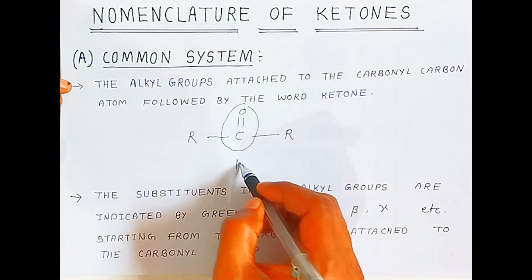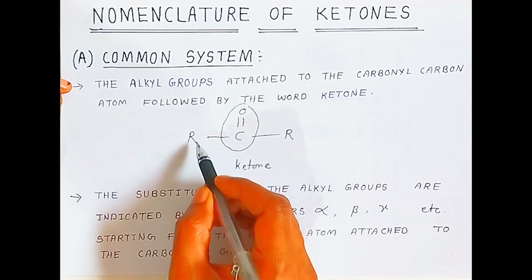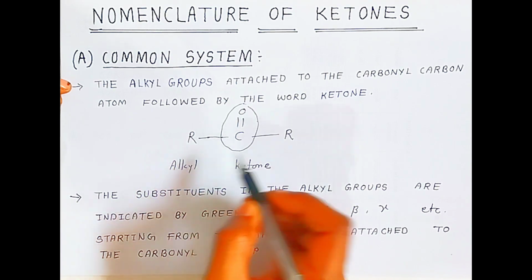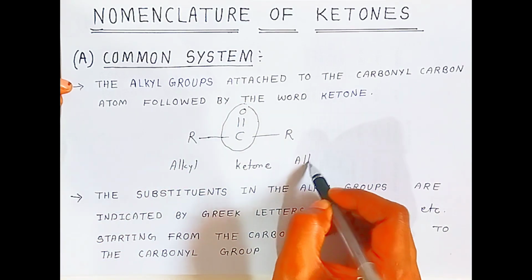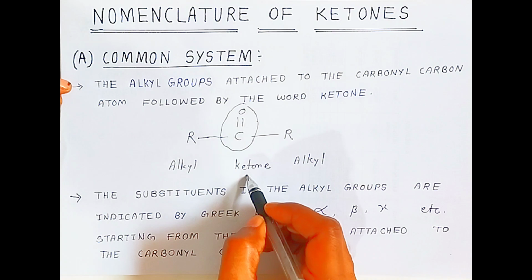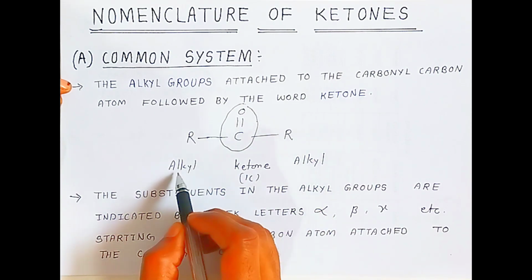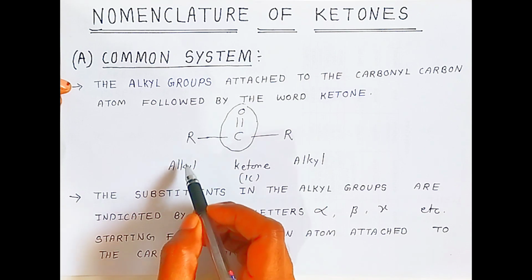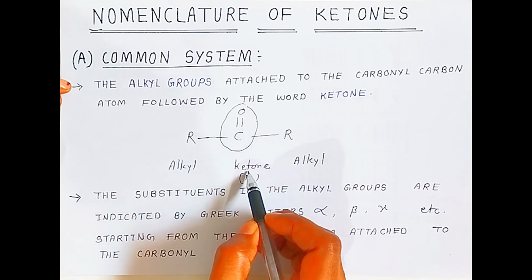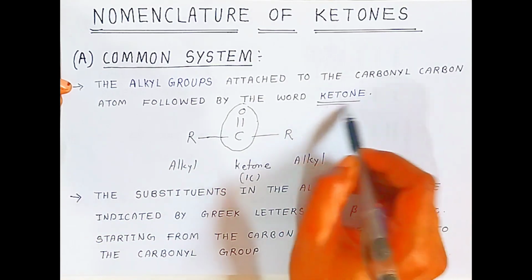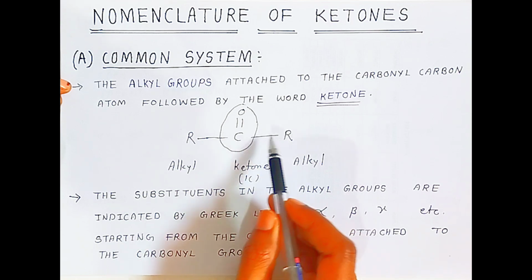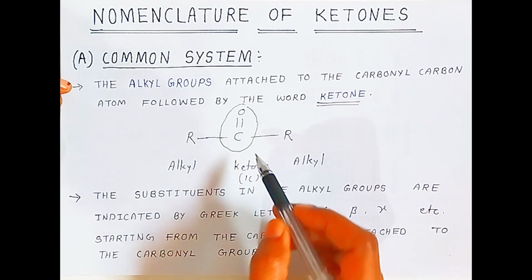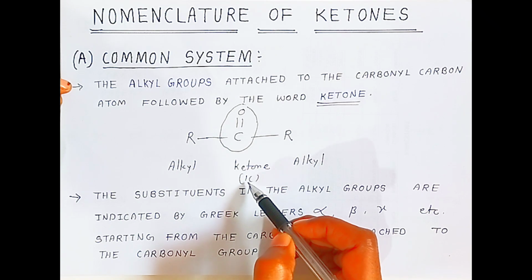Students, the word we are going to see is ketone, and these are your alkyl groups. This side also and this side also you have alkyl. So this ketone contains one carbon, and depending upon the alkyl groups, we will see how many carbon atoms are attached. One word, ketone, should be there at the end. So if the carbon of the carbonyl is attached to alkyl groups, we name it as a ketone, which is already made up of one carbon.